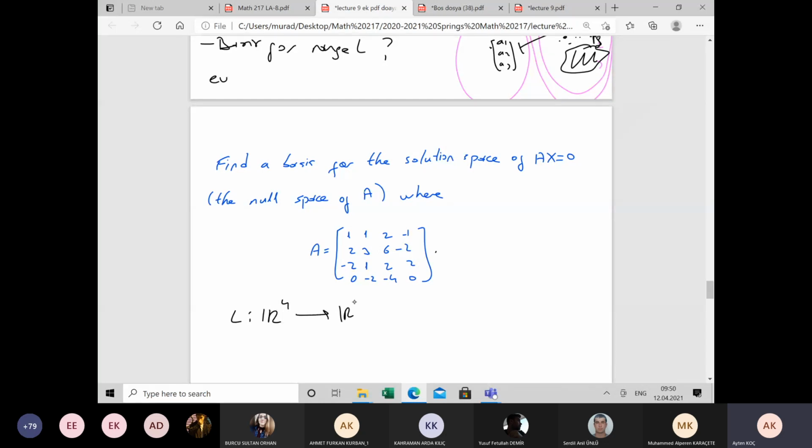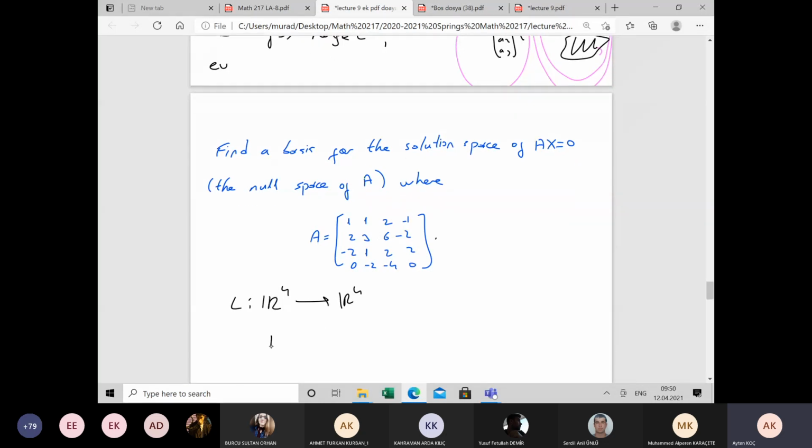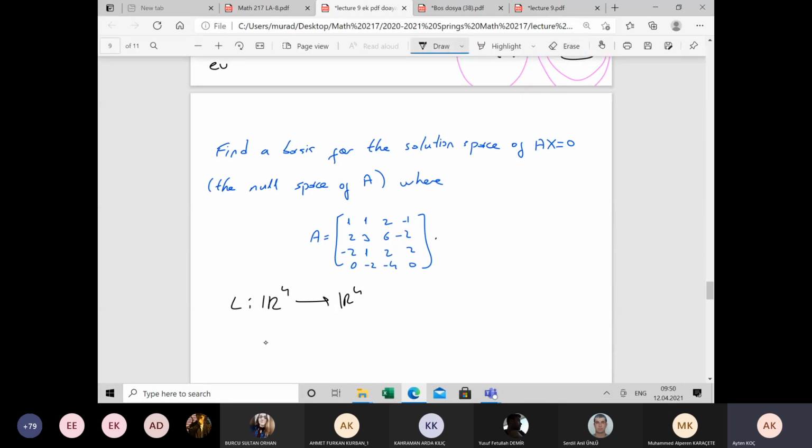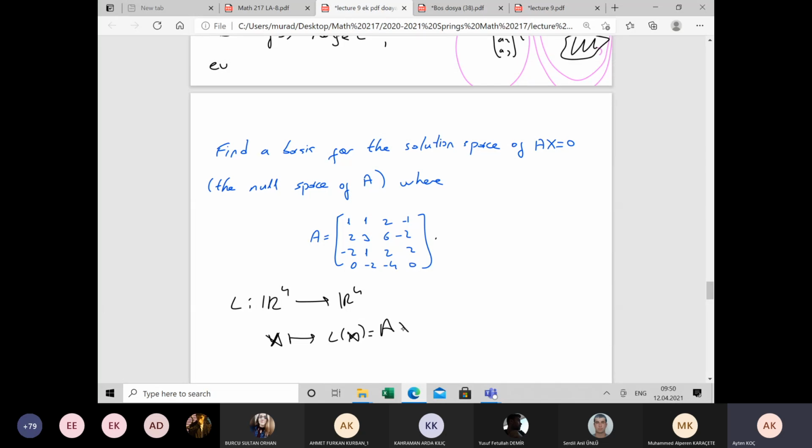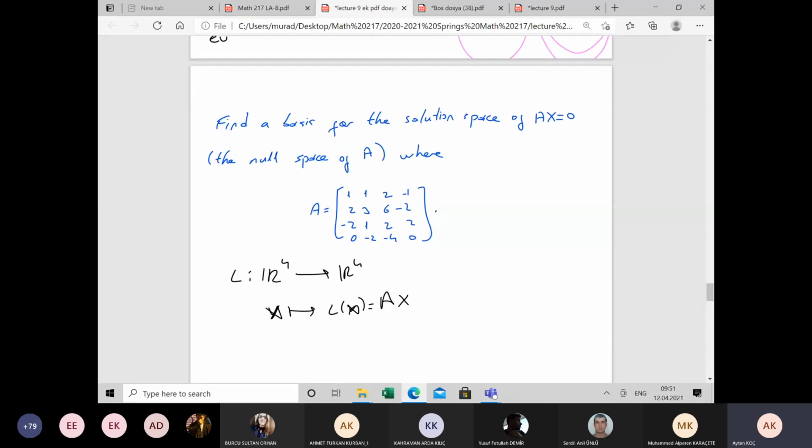L of V is A times X, that is AX. So find the solution space. What's the solution space here? Find the basis, which is a basis of the kernel of L. So here, construct the system AX equals 0, the homogeneous system.